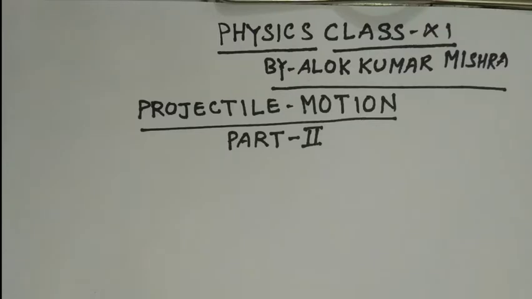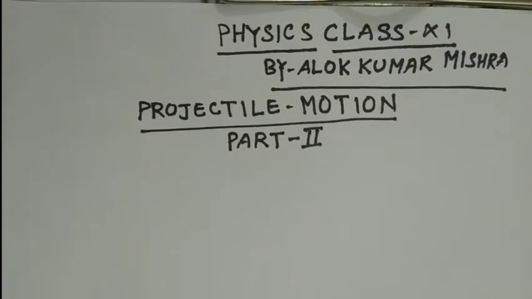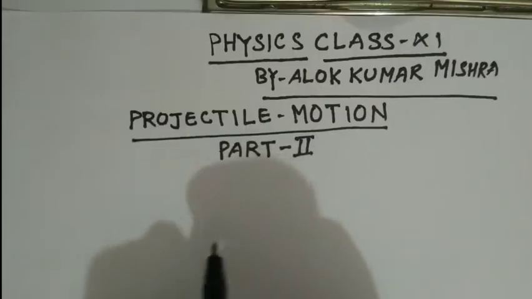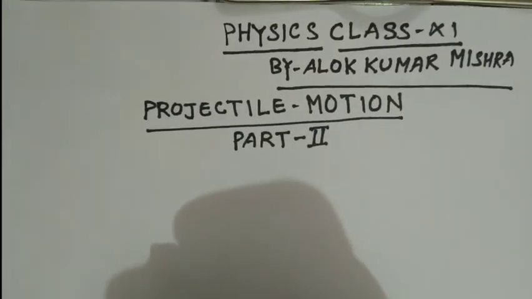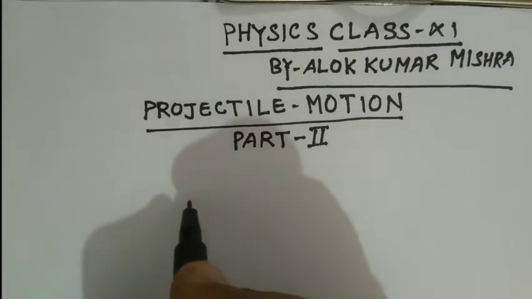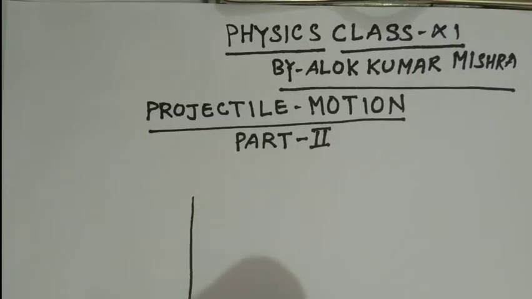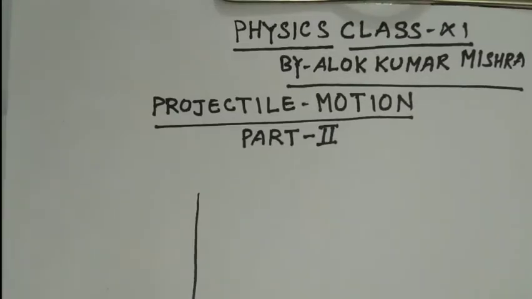and I am going to discuss in front of you the most important topic of physics class 11, which is projectile motion. In part 1, I discussed the equation of projectile, which is the trajectory. I have proved that in part 1. In part 2, we will prove expressions like time of flight, range, and maximum height attained by the projectile.